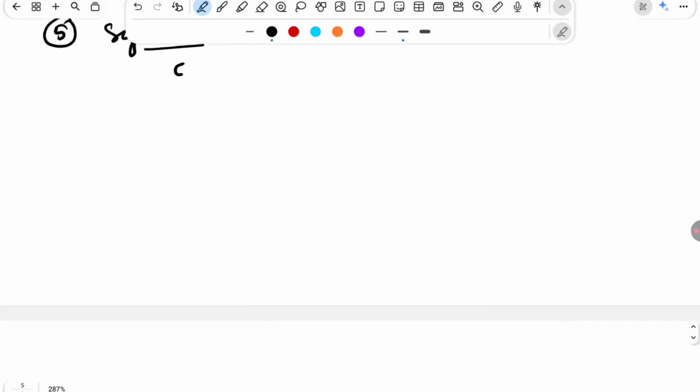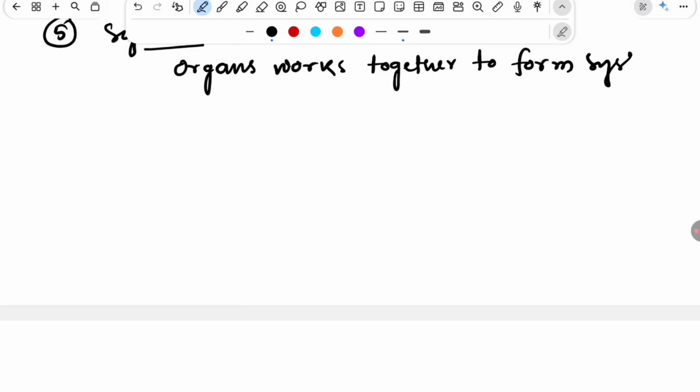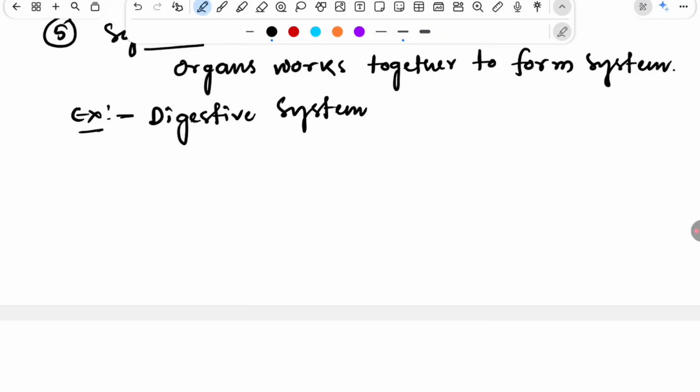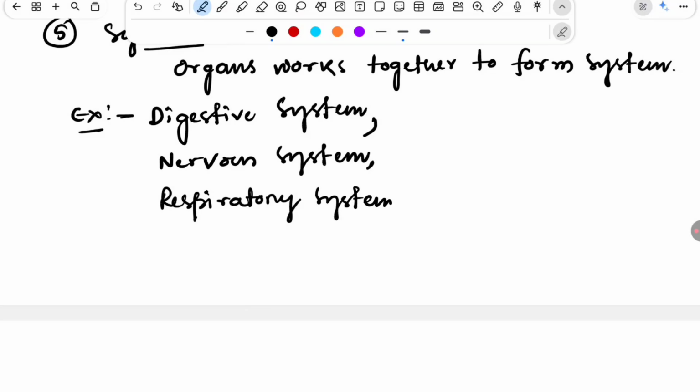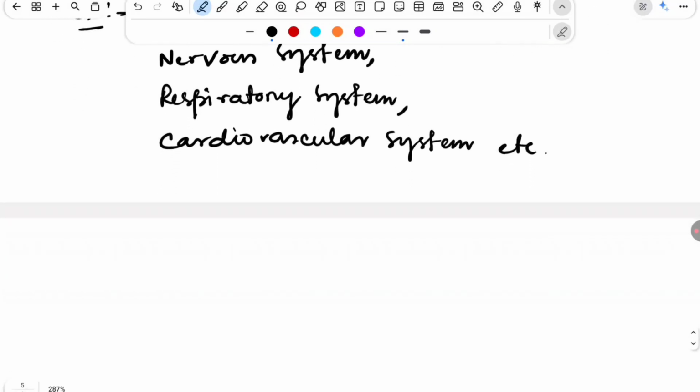Okay, next we will go for the fifth one, that is system level. In system level we can write, organs work together to form a system. Example like digestive system, then nervous system, respiratory system, cardiovascular system, etc.